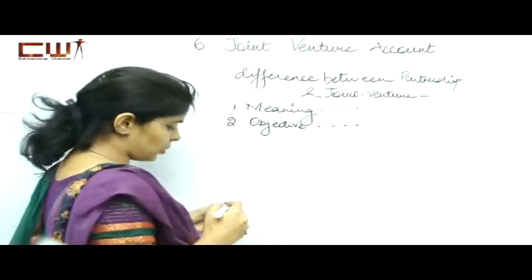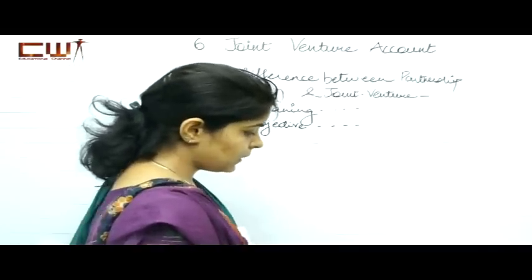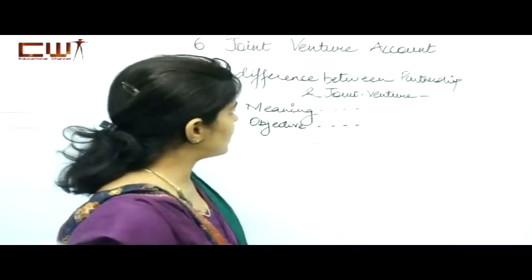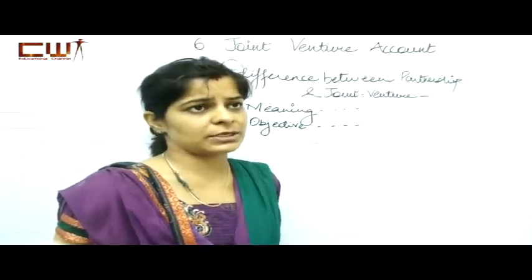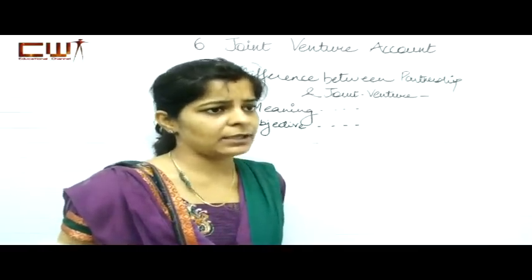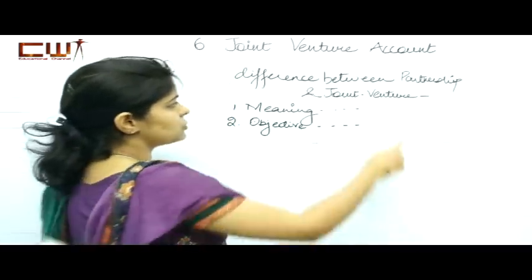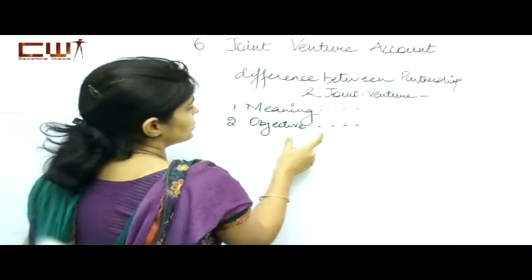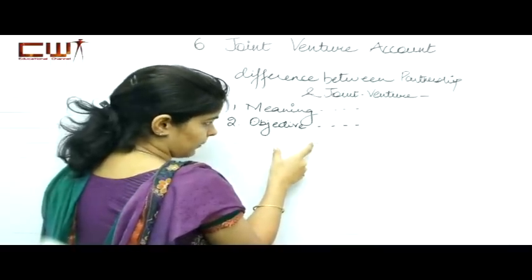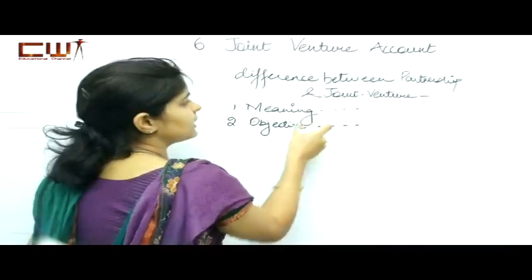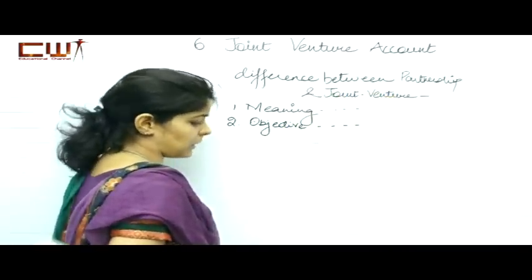What is the objective of partnership and what is the objective of joint venture? See, the objective of joint venture could be to complete or undertake a particular venture. A venture is a task or an activity that is given to you on a temporary basis. So joint venture is formed to undertake a particular venture or a particular task.